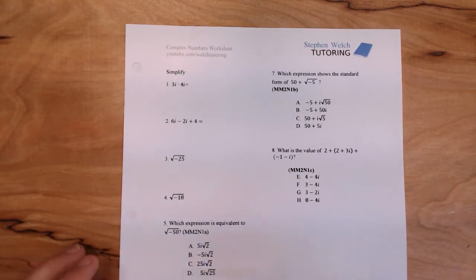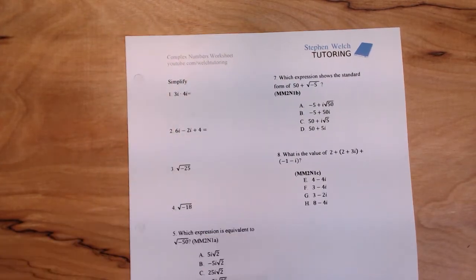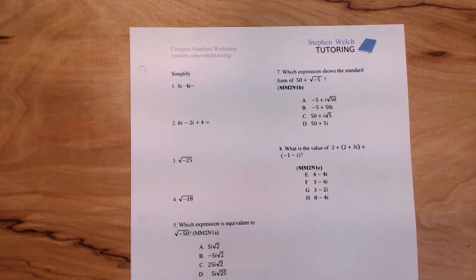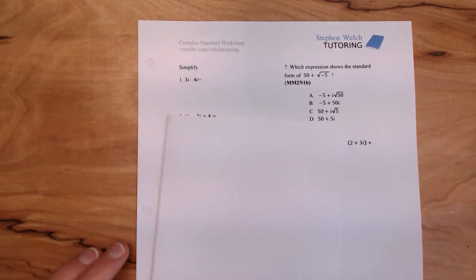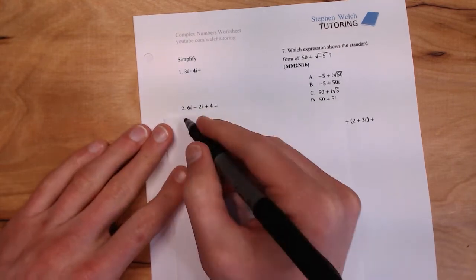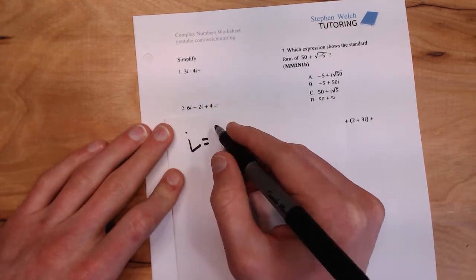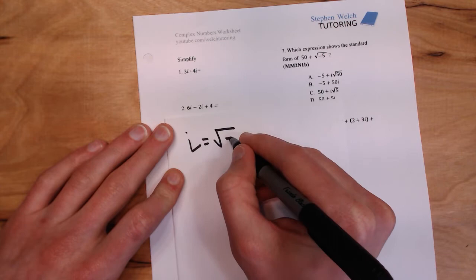All right, this is our worksheet on complex numbers. So the first question says, what is 3i times 4i? This really brings up the first thing I want you to know about i, which is just our imaginary number. The definition of i, which actually doesn't come up as much as you would think, is the square root of -1.